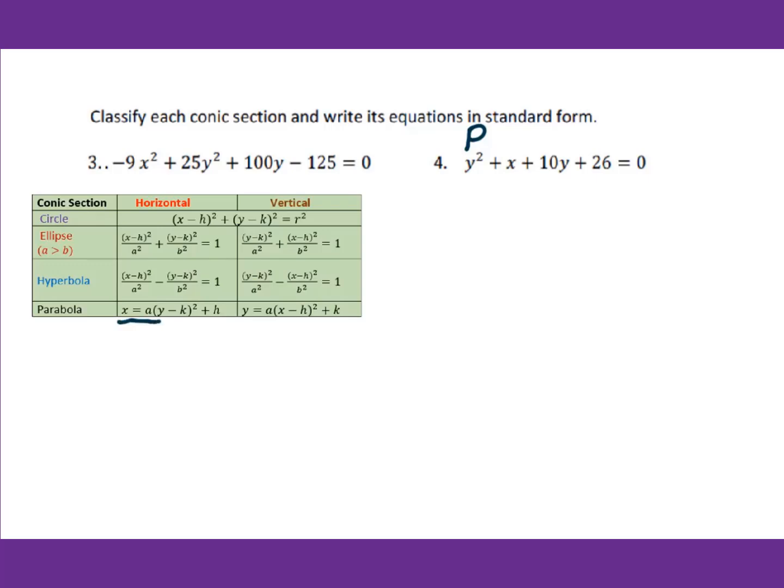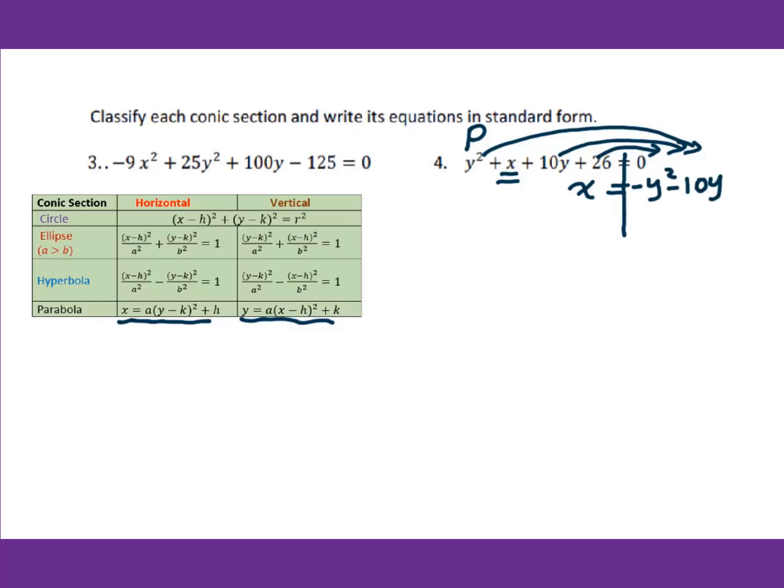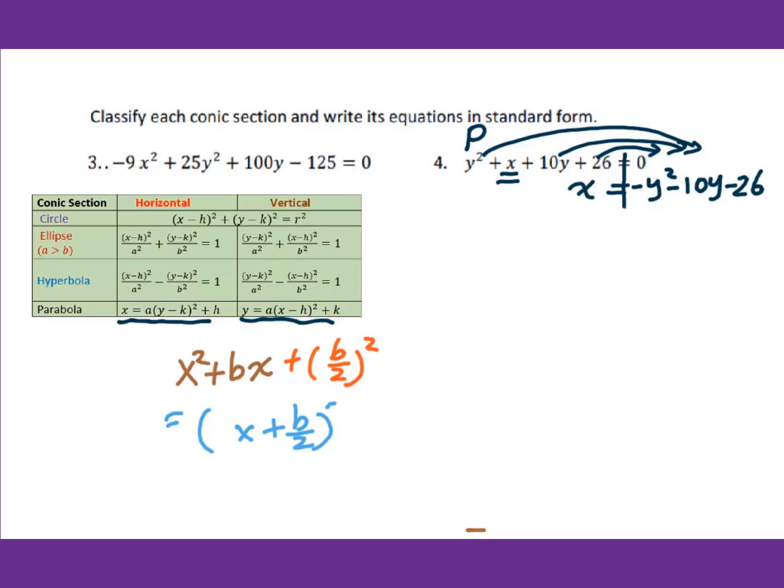For a parabola, you get either the x equals or y equals pattern. We have x equals here. Therefore, move everything to the right side. This is your equal sign. So we get x equals negative y squared minus 10y minus 26. Then I will create the x squared plus bx format so that I can add (b over 2) squared and form (x plus b over 2) squared here.